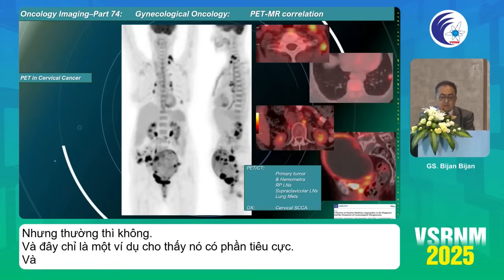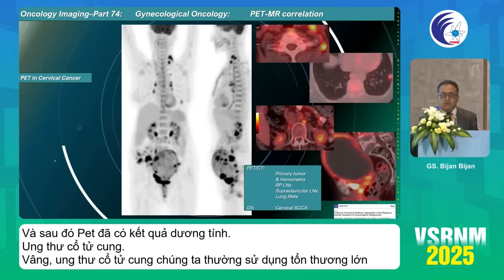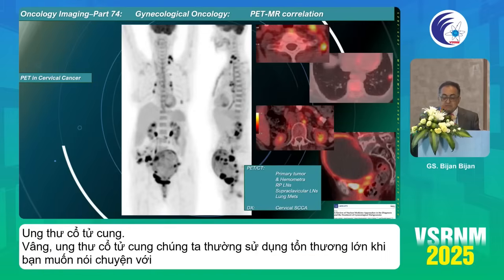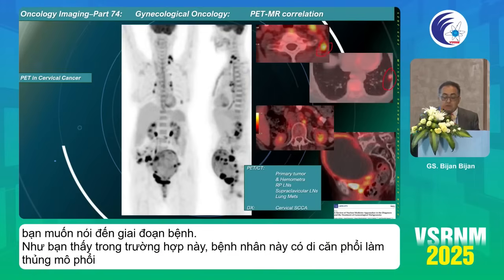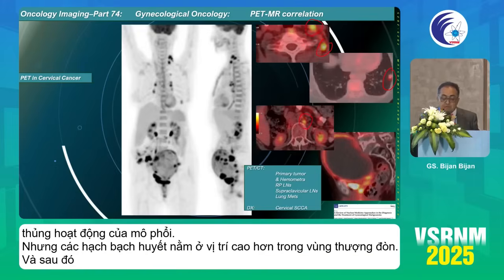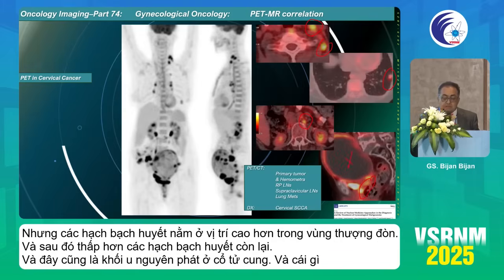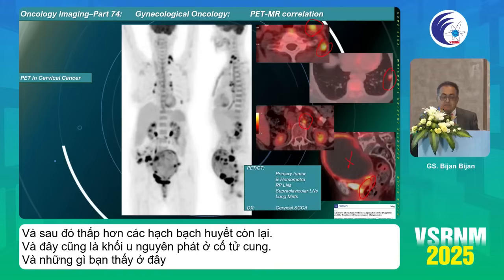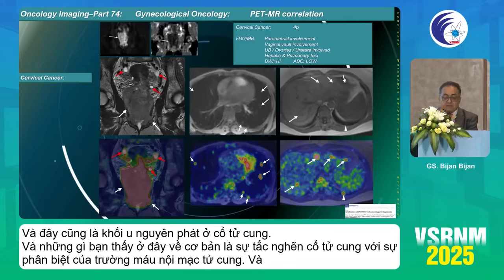Cervical cancer: we usually use PET when the lesion is big and when you want to do top-to-toe staging. As you see in this case, this patient has a lung metastasis corresponding to this lung nodule showing activity, and lymph nodes higher up in the supraclavicular region. And then lower in the retroperitoneum, you have lymph nodes, and also this is the primary cervical tumor. What you see here is basically obstruction of the cervix with distension of the endometrium full of blood and debris. So this was a case of cervical cancer.